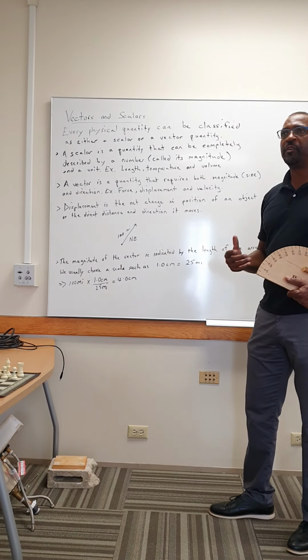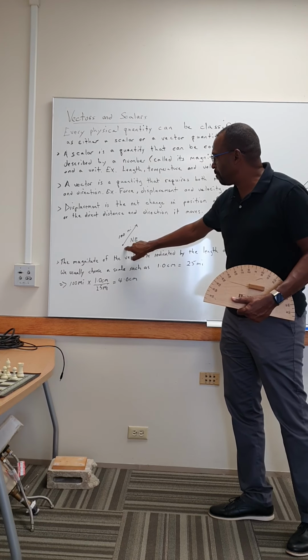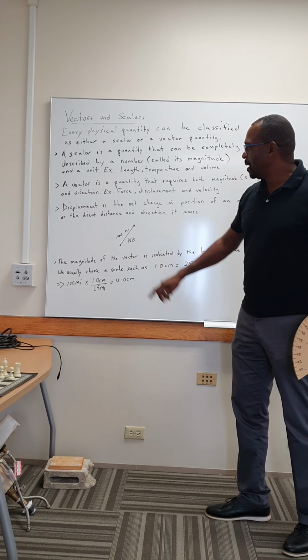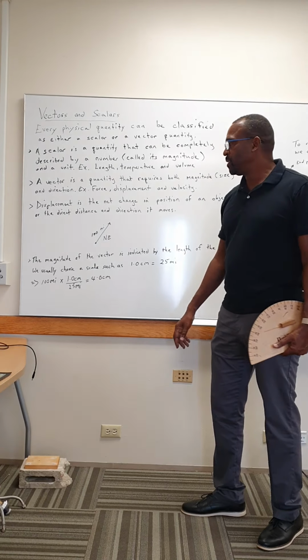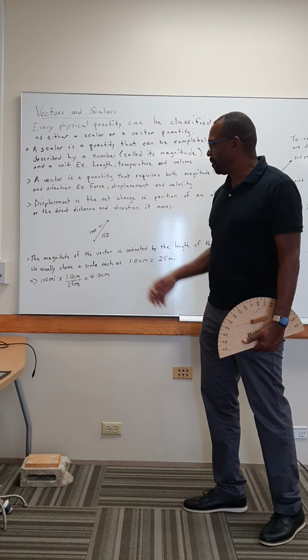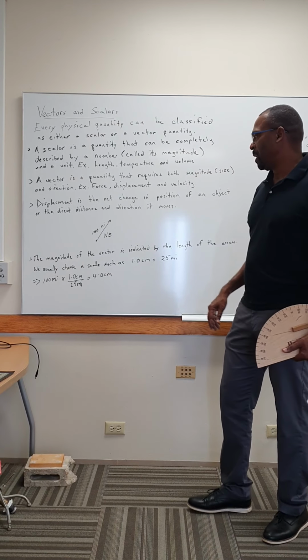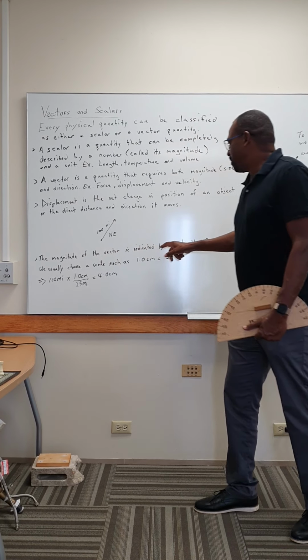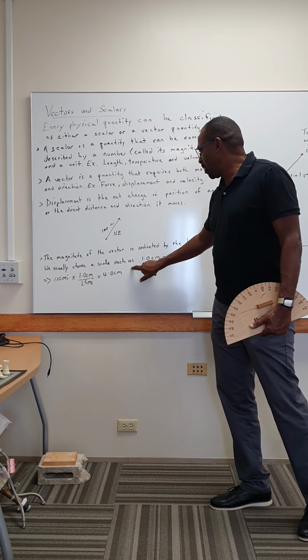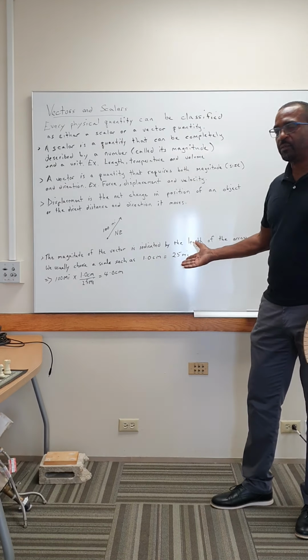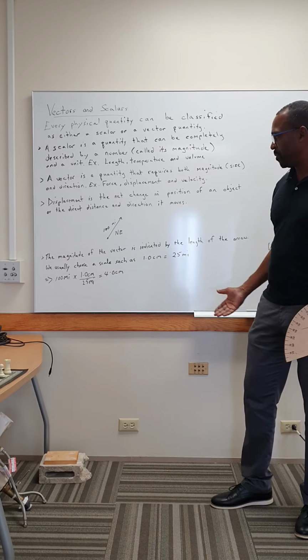For an example of displacement, if we were leaving from Bermuda and going to New York, and the distance was 100 miles, and we had to travel in a northeasterly direction, that would be how it's represented. The magnitude of the vector is indicated by the length of the arrow. We usually choose a scale such as 1 centimeter equals 25 miles as an example.